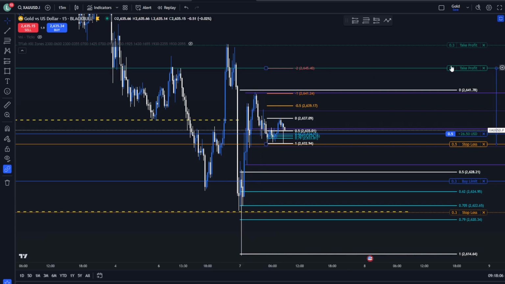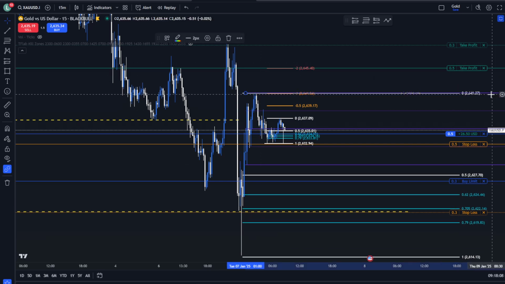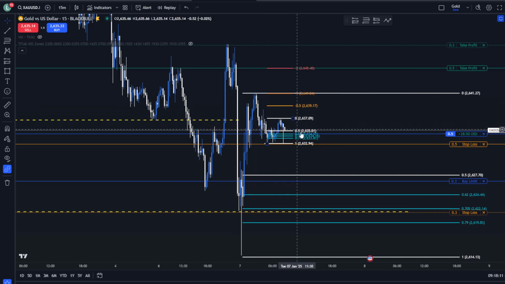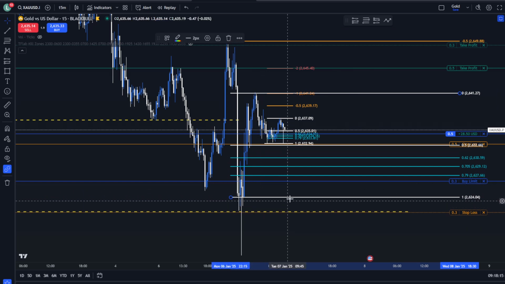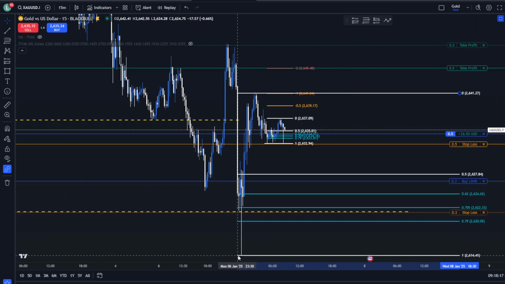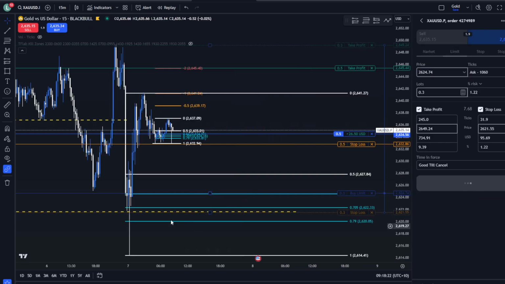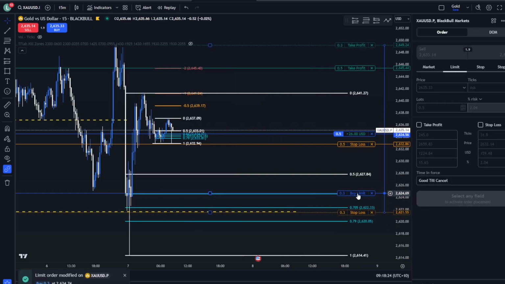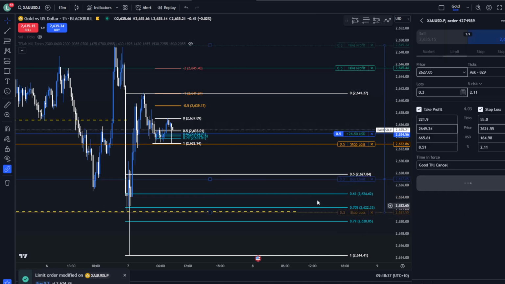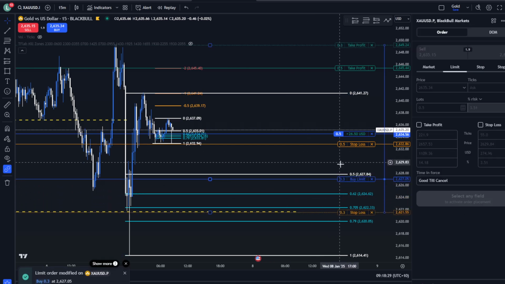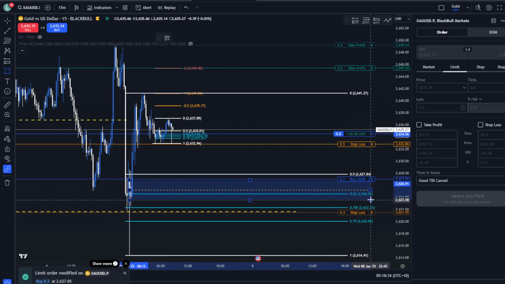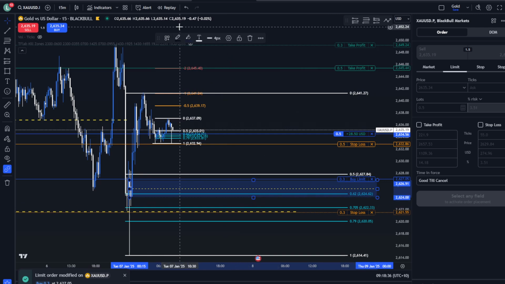We came here, come up to this level, and if we retrace back down into this level here, actually, this would be an optimal trade entry, but I've got my buy limit here because we use more than one method to analyze charts. We have a breaker, we have an order block here.